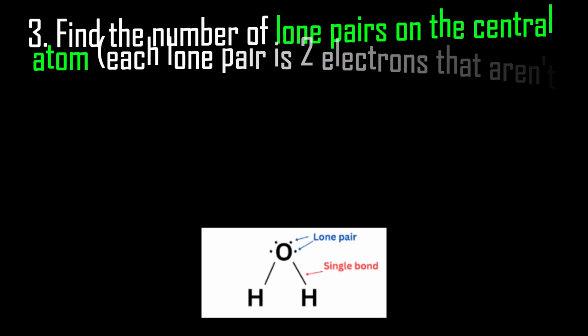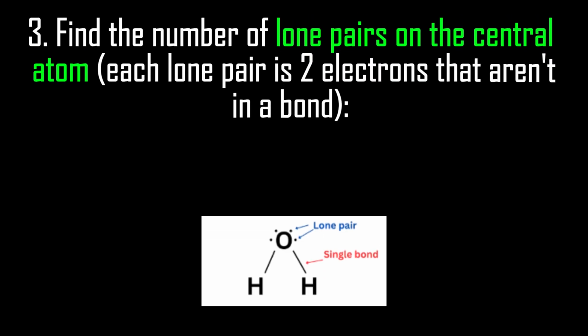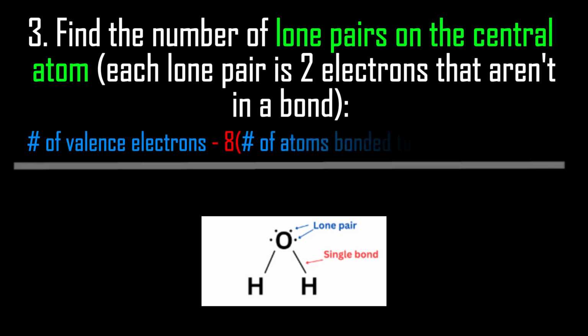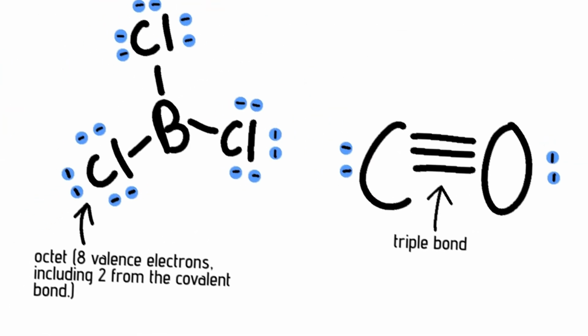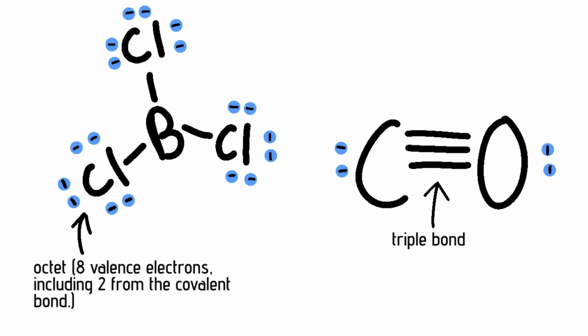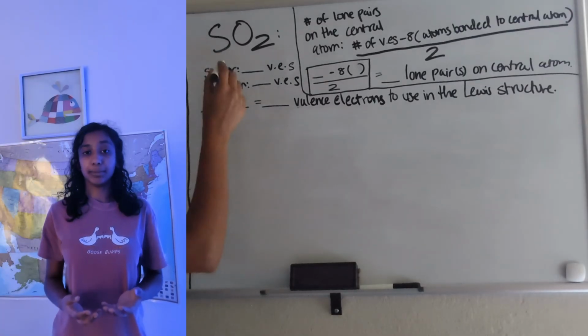I like to start by finding the number of lone pairs on the central atom, with a lone pair being 2 electrons that aren't in bonds. You can do this using the following formula: the number of valence electrons minus 8 times the number of atoms bonded to the central atom, divided by 2. Then you can start adding lone pairs to the non-central atoms to give them an octet. Or you can convert some of the lone pairs into double or triple bonds if you run out of valence electrons. Let's do a quick example.